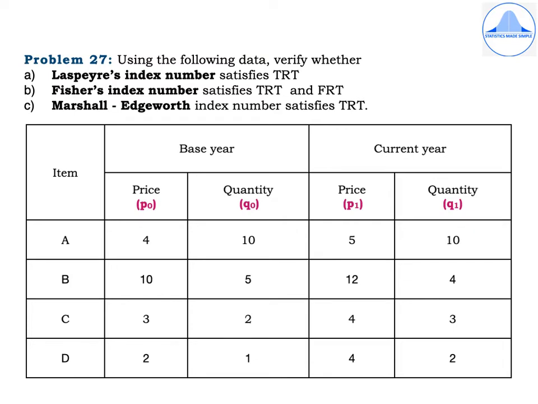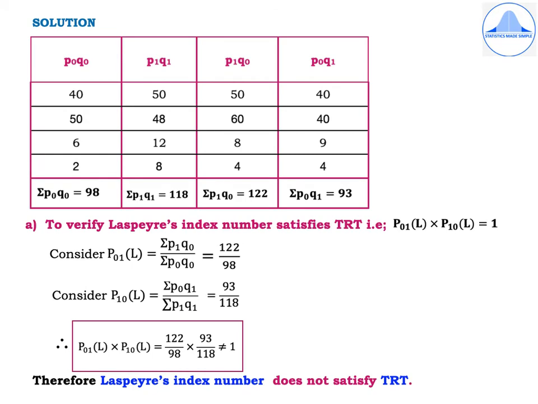So mark the prices in the base year as P0, quantities for the base year as Q0, prices for the current year as P1, and quantities for the current year as Q1. Starting with the solution, let's first form a table with columns P0, Q0, P1, Q1, P1, Q0 and P0, Q1, and then obtain their totals.